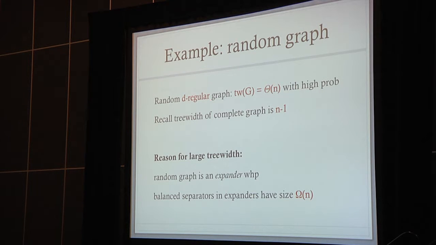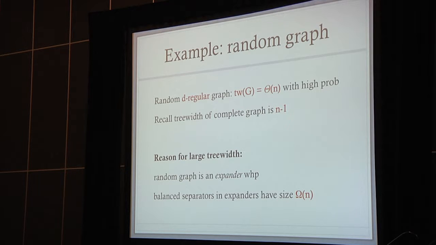In fact, a random d-regular graph for d sufficiently large turns out to have tree width close to n over 3. So random graphs can actually have very large tree width, and the reason for that is a random graph is actually an expander, and expanders don't have small separators.